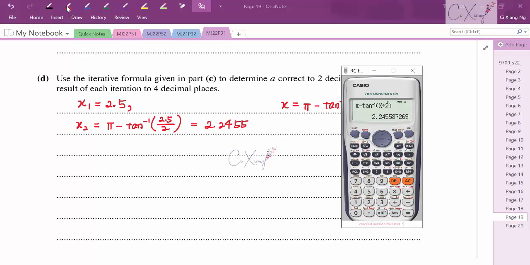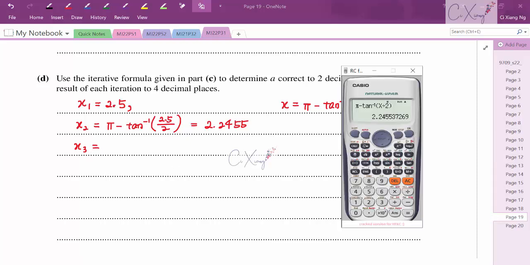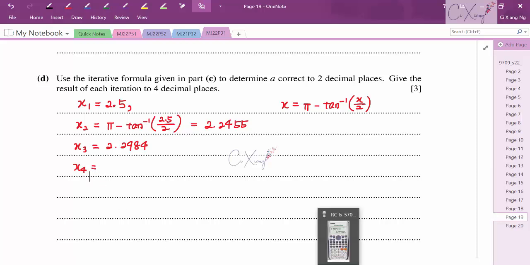Okay, and then to get the x3, we need to do the same thing where we substitute the value 2.2455 into the equation. And what's the value that we get? So again, we press calculate on the calculator and key in the value 2.2455. What's the value that I get now? I'm getting 2.2984. Therefore, for the next iteration, the value that I get is 2.2984. Okay, so we repeat the same thing until we get the answer with 2 decimal places repeated.